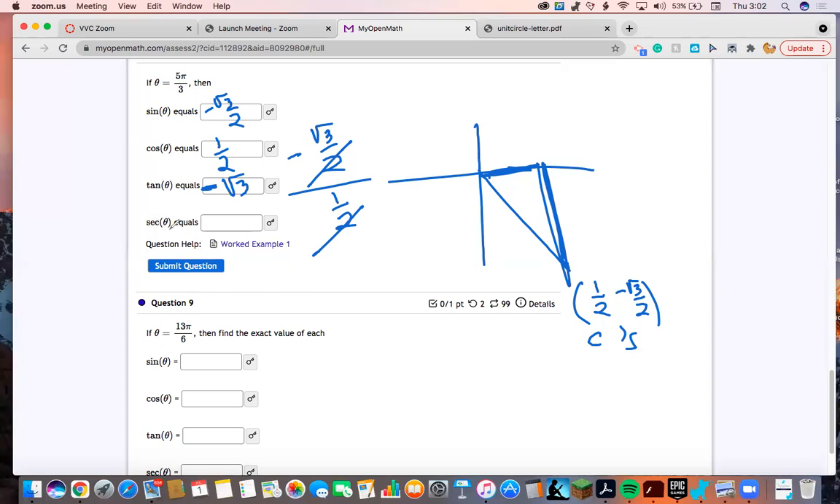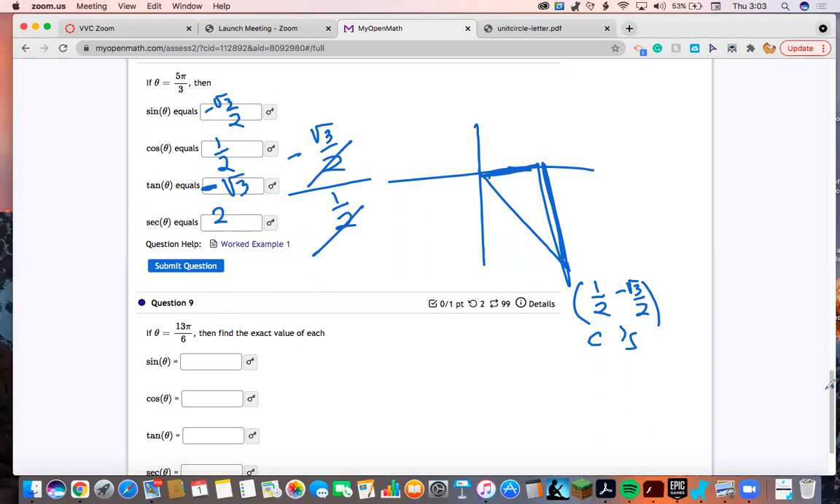And then secant is upside down of cosine again. And so you're playing that game. This is a very easy one, actually. I got a nice one. Hopefully you do too, right? So this is upside down of 1/2, which is just 2 over 1, or just 2. And then same thing with this one.